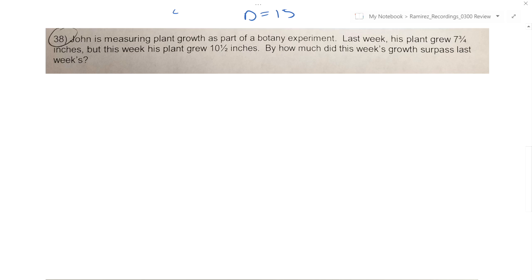John is measuring plant growth as part of a botany experiment. Last week his plant grew 7 and 3/4 inches, but this week his plant grew 10 and a half inches. By how much did this week's growth surpass last week? So they want to see how much it grew in between. So we're going to have to subtract these two mixed numbers.